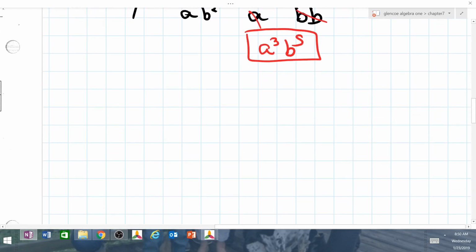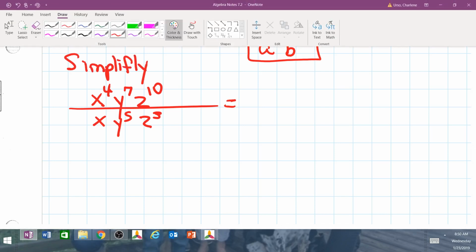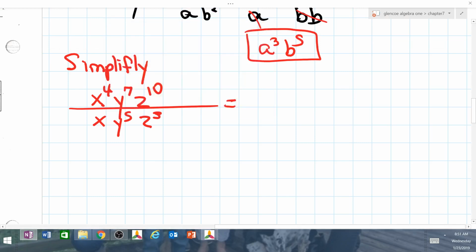Let's try another one. Let's let you guys try this one. X to the 4th, y to the 7th, z to the 10th, all over x, y to the 5th, z to the 3rd. And the directions will say simplify. So I'm going to say to you, if you want, you can use that little trick that I gave you if this is helpful. If you want, you can compartmentalize to keep the x's, the y's, and the z's separate. You have a question? Okay.